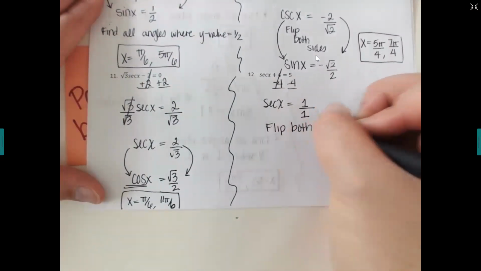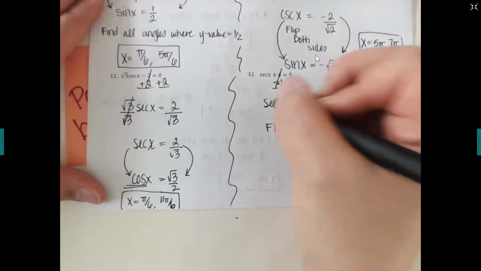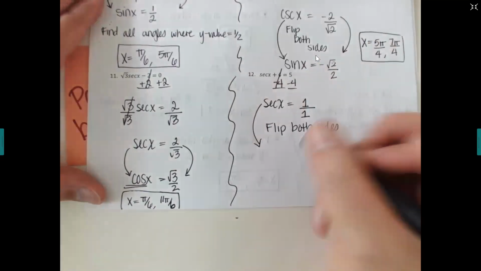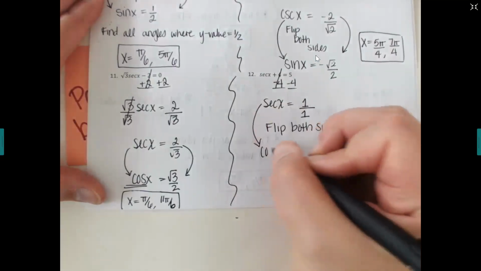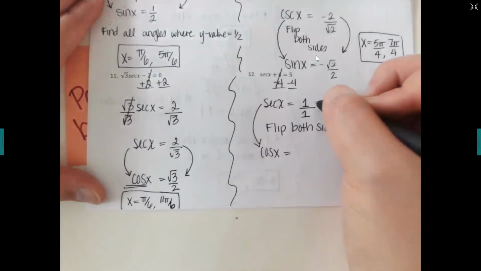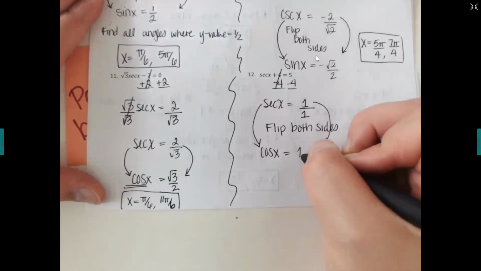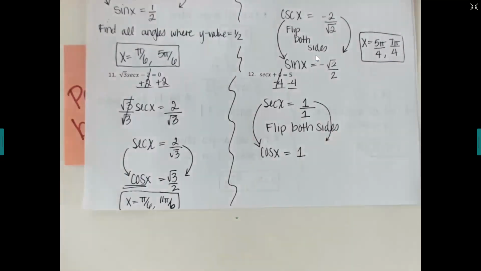Flip both sides. What does secant go back to? Sorry, the secant side, cosine. And then what happens when you flip 1 over 1? Still 1. So remember, 1 flips to positive 1 again. What does negative 1 flip to? Negative 1 again. So the 1s are gonna stay the same, that when you flip it with itself, it's gonna do nothing. Okay, where is cosine x equals 1 on your circle?